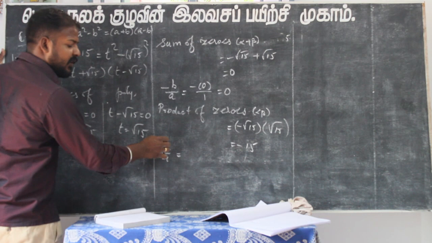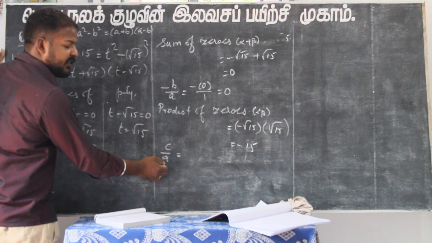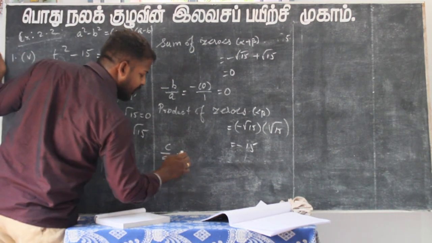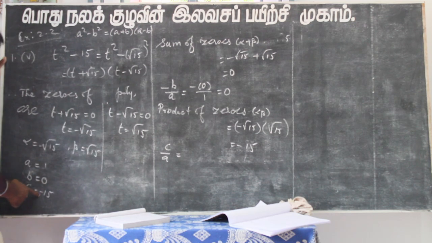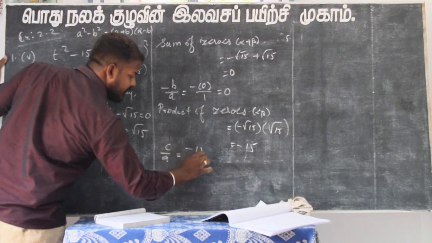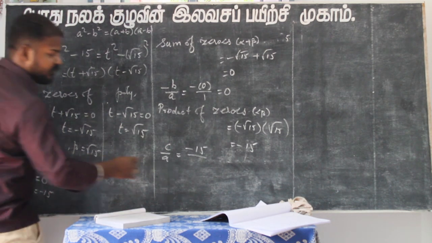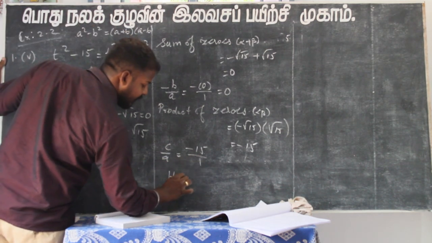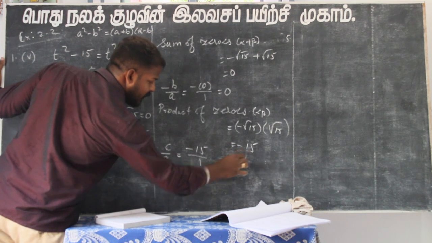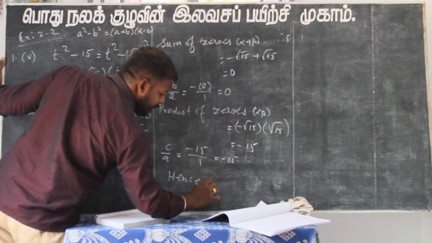C is nothing but your constant, and a is nothing but the coefficient of t square. What is your constant? Constant is minus 15. What about the coefficient of t square? That is 1. So both are equal. Hence verified.